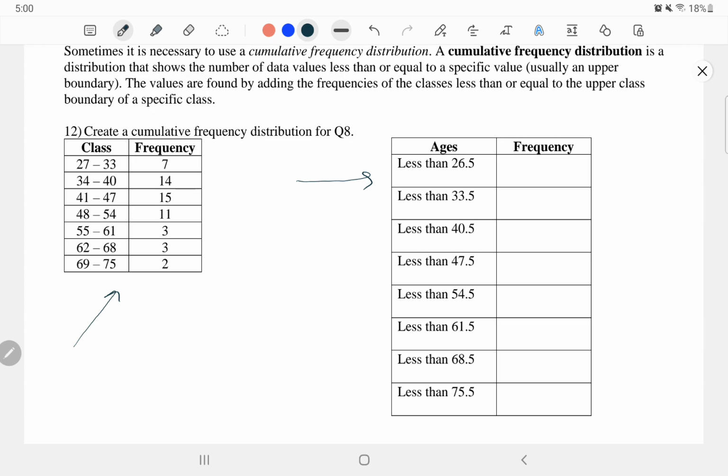So, less than 26.5. The lowest value is 27. So that means there are 0 values that are less than 26.5. Then we move on. Whenever you are starting a cumulative frequency distribution, 0 is always going to be the starting value. The starting frequency. And I should put cumulative frequency here.